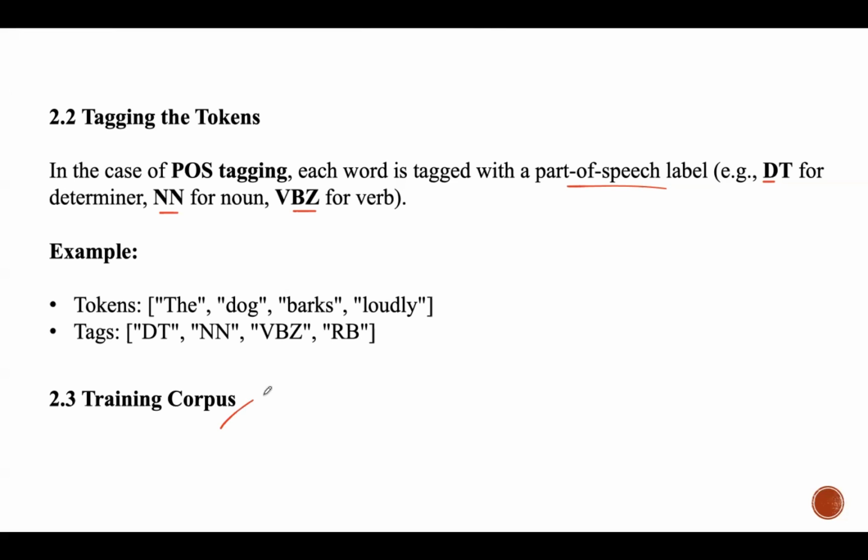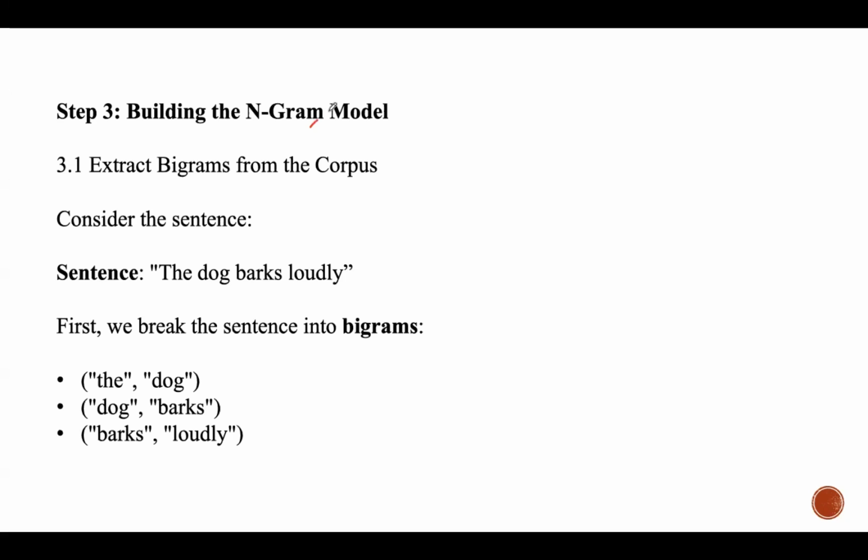Then training corpus. For supervised learning, we need a labeled corpus to train the ngram model. Popular corpora for POS tagging include the Penn Treebank corpus, used for POS tagging in English, and the Universal Dependencies corpus, a cross-lingual dataset. Step 3 is to build the ngram model. So here, first extract bigrams from the corpus, and the sentence considered is the dog barks loudly. First, you need to break the sentence into bigrams. So from this sentence, we got bigrams: the dog, dog barks, barks loudly.